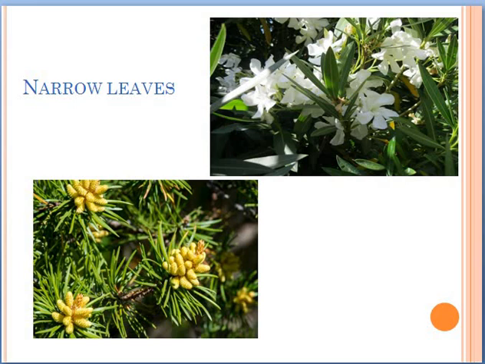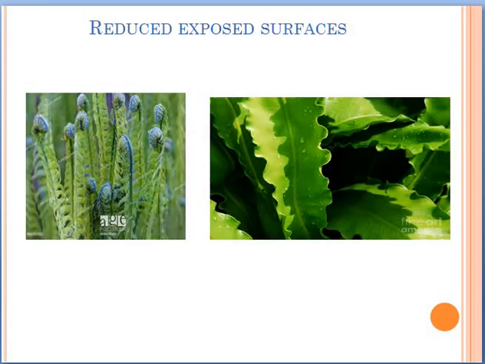And then the next adaptation is, some of the plants have reduced exposed surfaces. Maybe they will be having their leaves in a folded way, like this. This is a fern which will be producing leaves in a folded manner. When the leaves are so young and tender, the leaves are highly coiled like this, so that they won't be doing transpiration much. And there is an adaptation like wavy leaves.